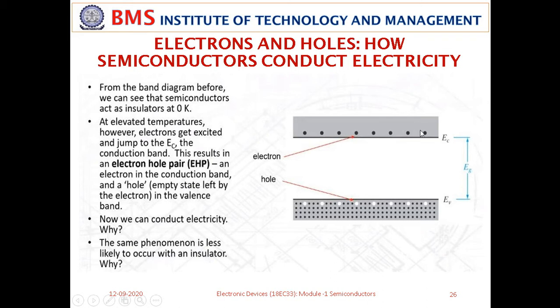So this is called an electron hole pair. The electron you see here has a hole in the valence band. So the electron in the conduction band has a hole in the valence band, and this is called a pair. For every electron you see in the conduction band, there is an equivalent hole in the valence band. So this results in an electron hole pair: an electron in the conduction band and a hole. A hole is nothing but an empty state left by the electron in the valence band.